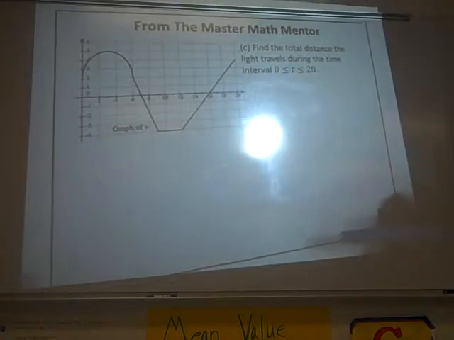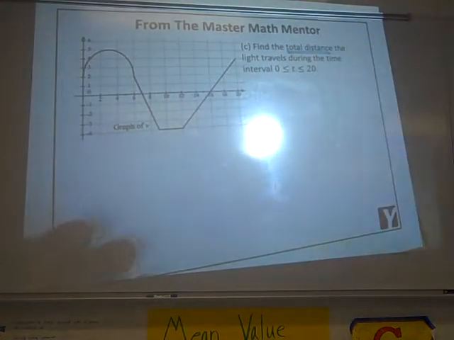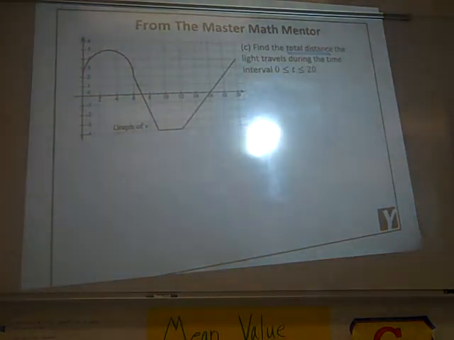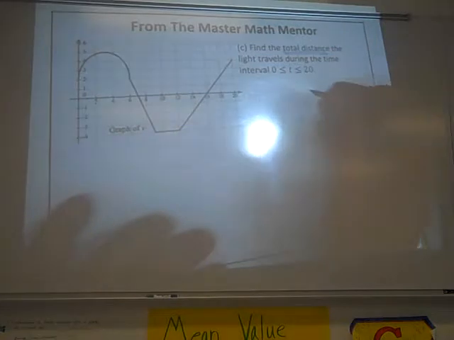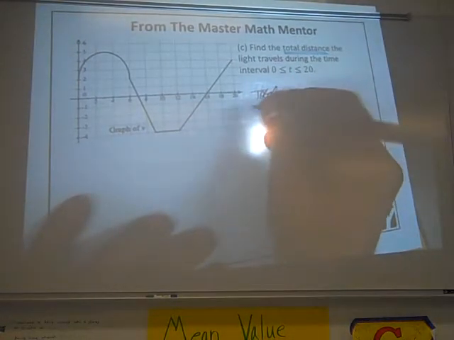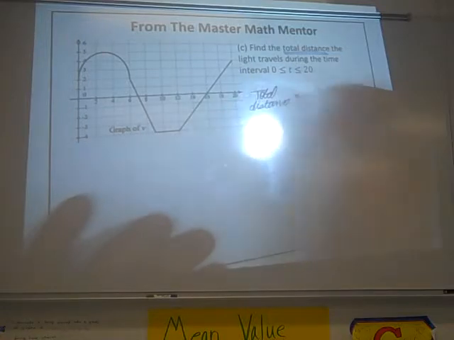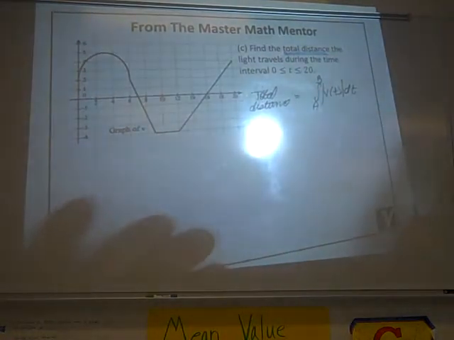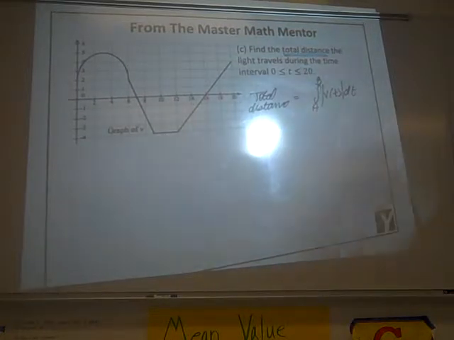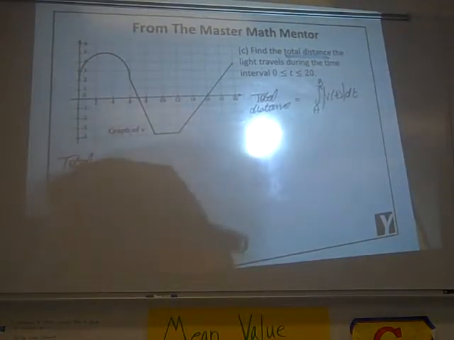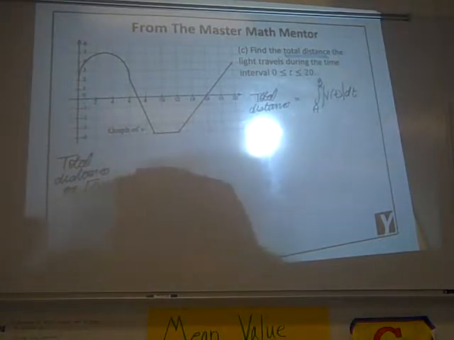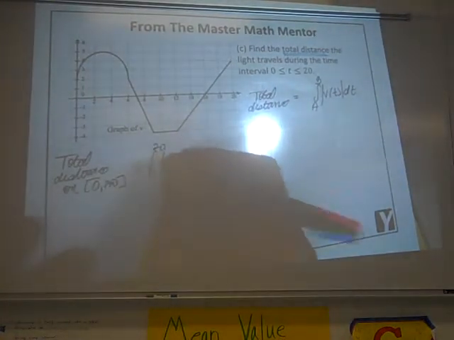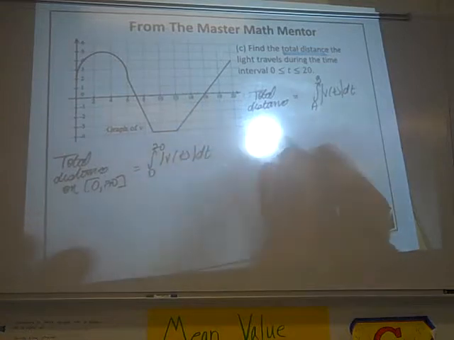Part C, same graph. Find the total distance the light travels during that time interval. Total distance. What do I know about total distance? The formula for finding total distance is almost the same as displacement. We're going to do an integral from a point to a point, but instead of integrating the velocity function, we integrate the speed function, so we need absolute values. So in this case, I want total distance on the interval 0 to 20. So I'm going to integrate from 0 to 20 the speed function, absolute value of v of t dt.